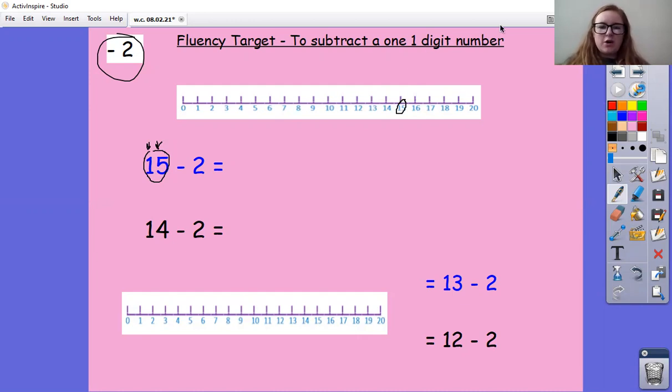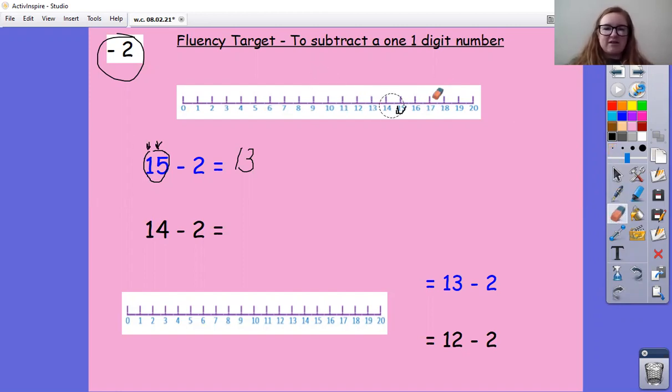To subtract 2 on a number line, I can draw 2 arrows, 1, 2, to represent subtracting 2, and the remaining part is this number, which is 13. So 15 subtract 2 equals 13. You could pause this video and have a go at the remaining 3 questions on the board and then come back when you're ready to check them.